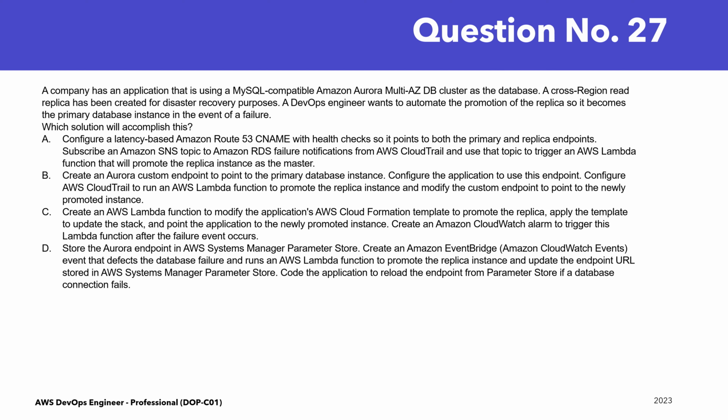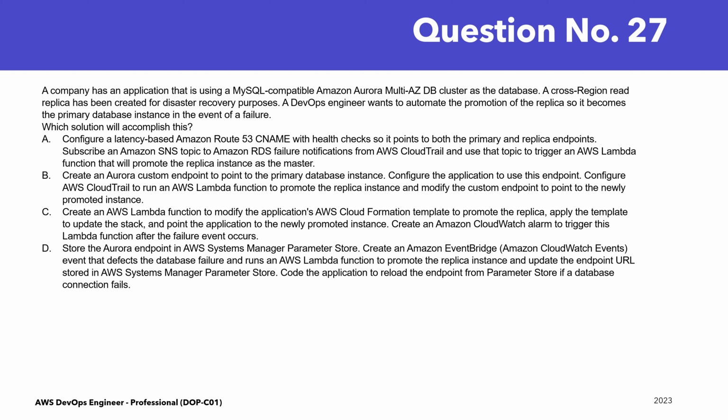A company has an application that is using a MySQL-compatible Amazon Aurora Multi-AZ DB cluster as the database. A cross-region read replica has been created for disaster recovery purposes. A DevOps engineer wants to automate the promotion of the replica so it becomes the primary database instance in the event of a failure. Which solution will accomplish this?